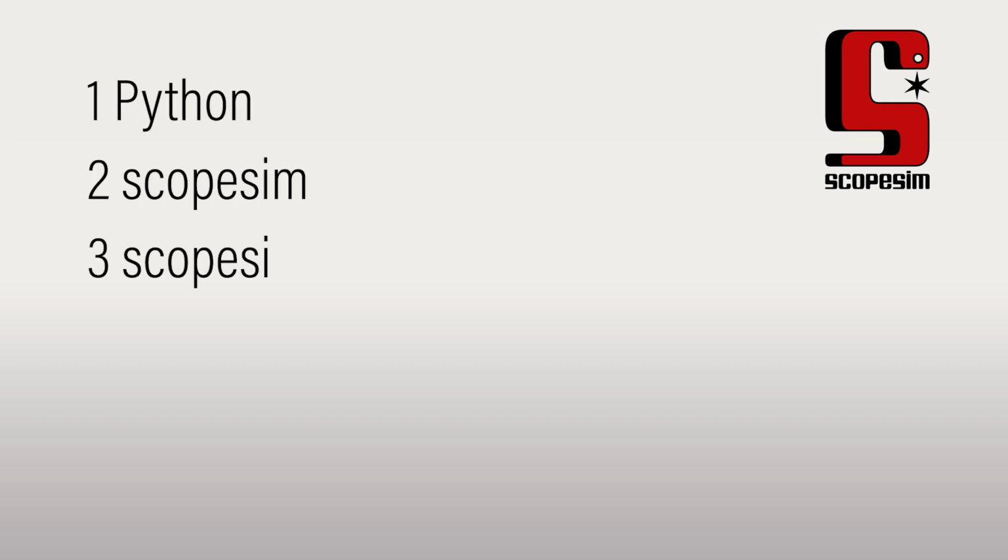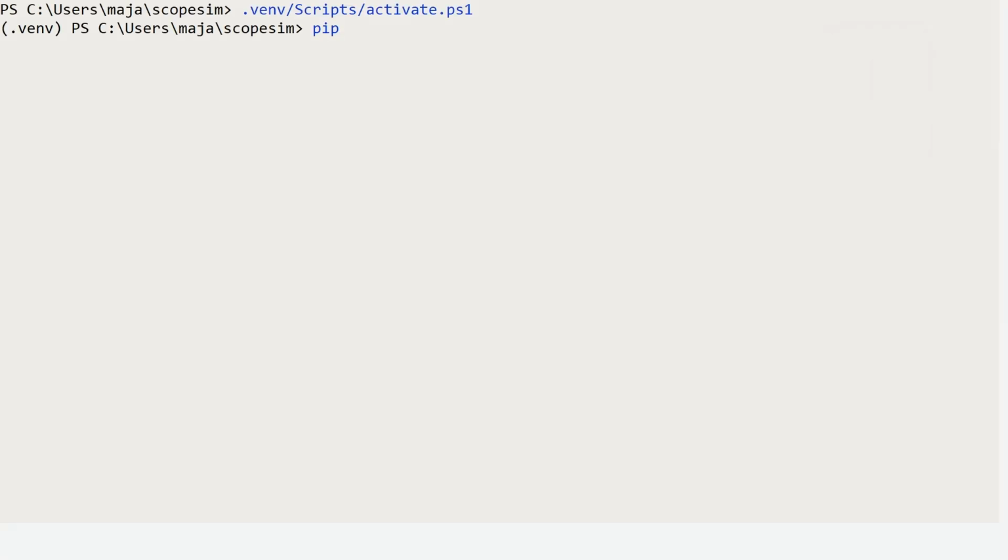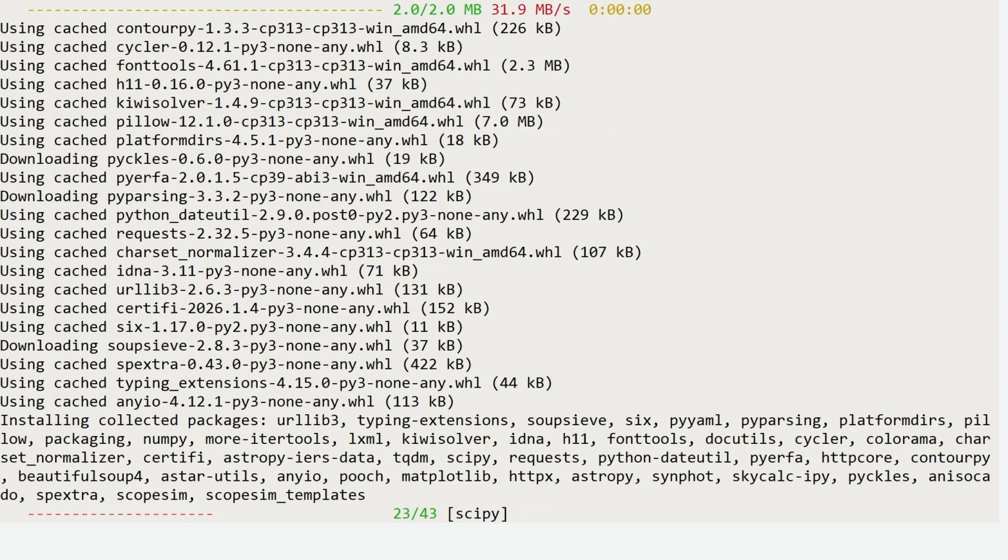You will need ScopeSim, and you need the ScopeSim templates. ScopeSim depends on standard scientific Python packages, such as NumPy and AstroPy, which are installed automatically when you install ScopeSim. For the tutorials, we will be using Jupyter notebooks, but the same code can also be run in a standard Python environment. We start by installing the packages using pip install ScopeSim templates, and you can see it downloads everything we need.